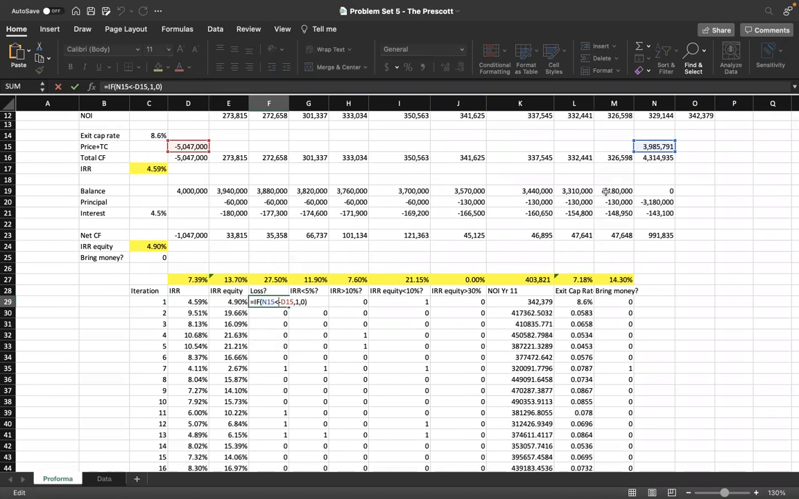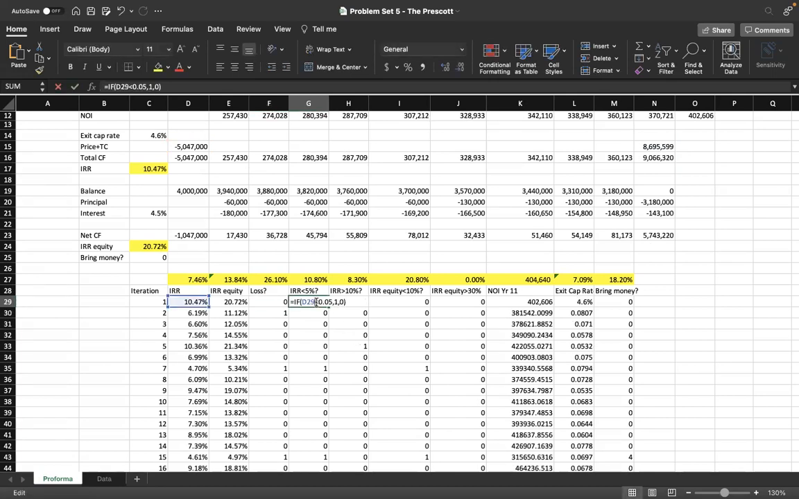Loss means if you sell it, your sale price is lower than minus this thing. So if your sale price is lower than your total initial payment at time 0. Because this is negative, you have to put a negative sign here.